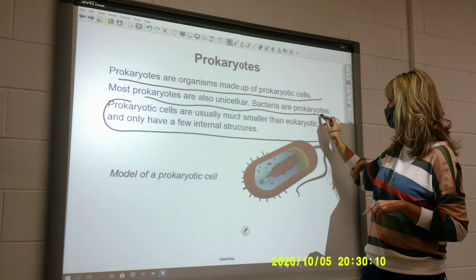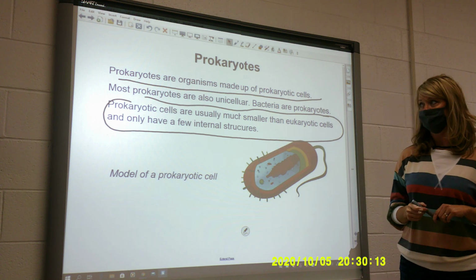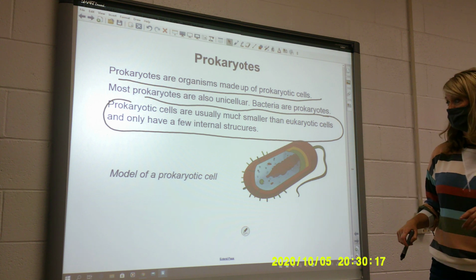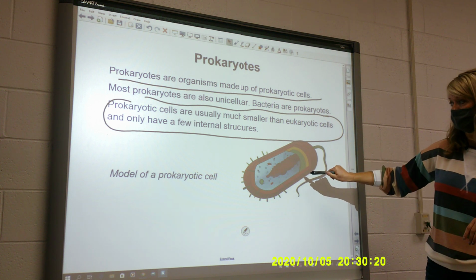Prokaryotic cells are usually much smaller than eukaryotic, and only have a few internal structures. They're very simple. They are not complex at all. Here is a model of a prokaryotic cell.